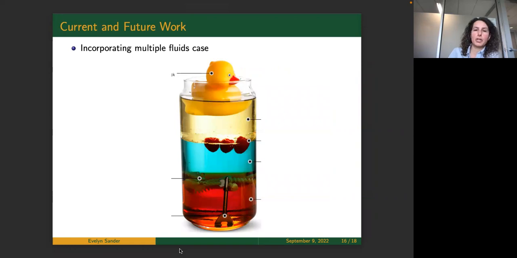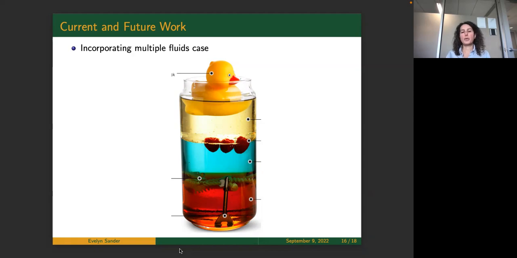Our current and future work, so we're trying to move on to other types of things we can do from this fall. And one of the two cases that we're interested in is incorporating multiple fluids. I thought this was a really entertaining picture because it shows the type of thing I'm talking about. If you have different fluids, one of the fluids is going to be lighter than the other fluid, it'll float on top. Think of oil and water.